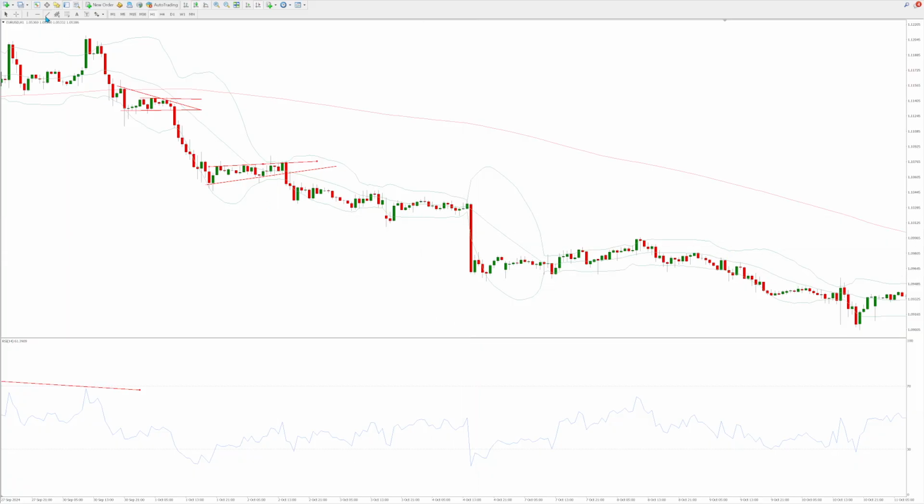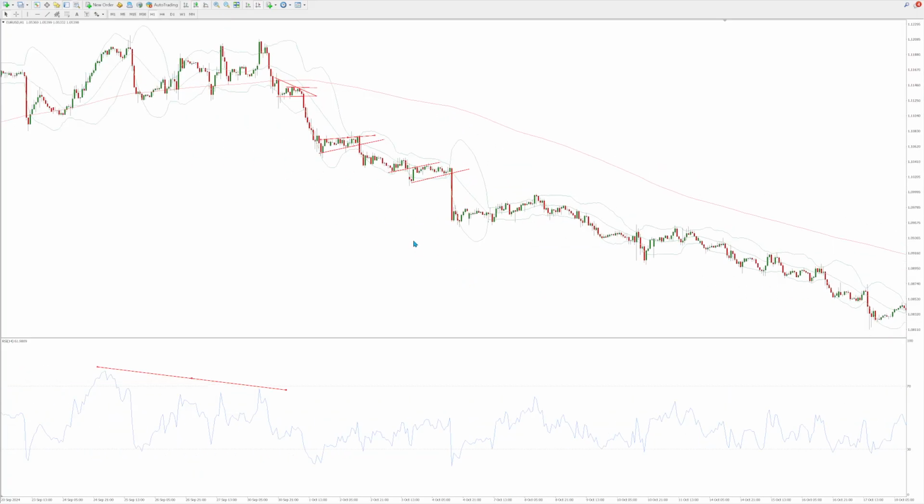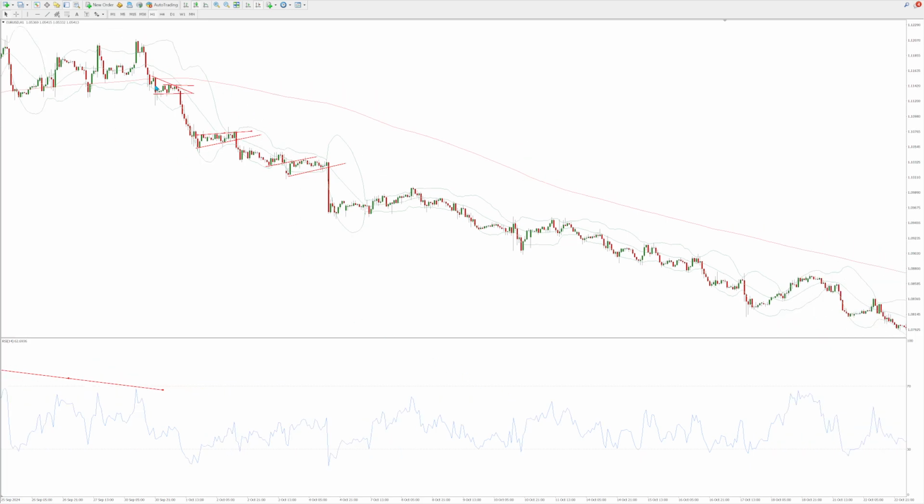So again, we had the pullback to the middle bands. Could have traded either on this breakout there, where this support then became resistance, or this one here, big breakout candle. That's actually NFP, non-farm payroll, first Friday of the month candle. Nonetheless, we could have used that momentum to hop in on the downtrend there as well. And that's basically a short trade example on this rubber band trading strategy and my interpretation of it.